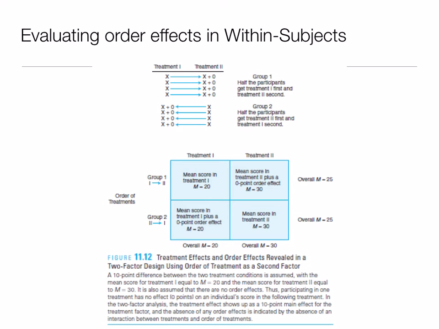And then we look at the marginal means of order of treatments. We have 25 versus 25. That doesn't lead us to believe that there's any order effects, which is, again, what the researchers are going to be hoping for. And then you're going to want to look and see if there's an interaction.